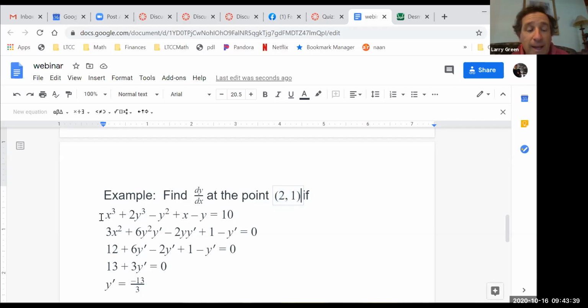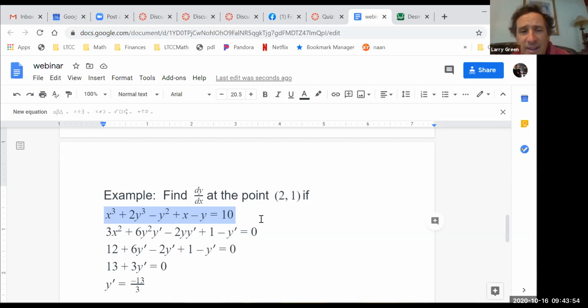Okay, what's wrong with plugging in at the very first step right here? What's wrong with plugging in 2, 1 at that point? Yeah, it's not the derivative, but even worse, you're just going to get 10 equals 10. Then what are you going to do? You're never going to find a derivative. So you have to take the derivative before you plug in. Any questions on this example?